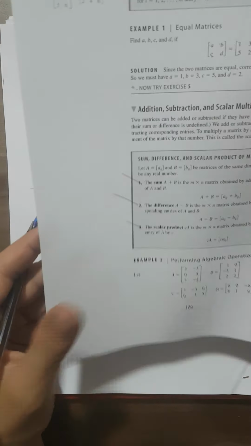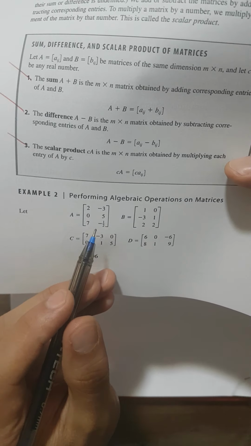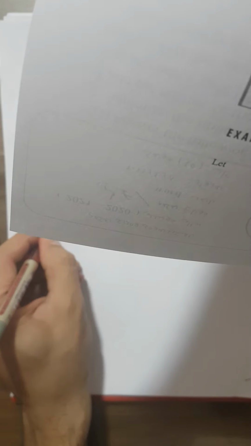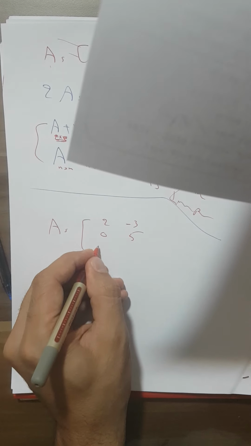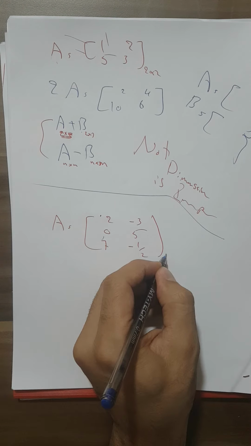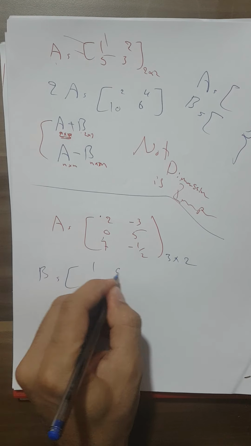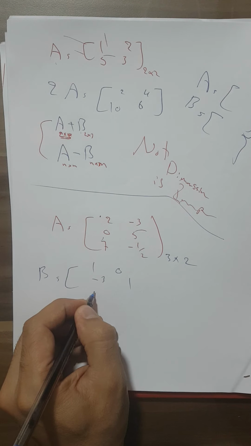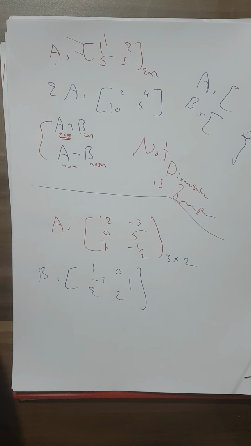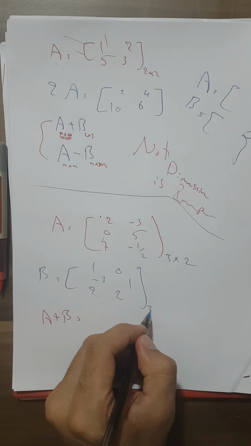Now I have two matrices, you can see A and B. Say A is, for example, 2, minus 3, 0, 5, 7, minus 1 over 2. This matrix is 3 rows by 2 columns. And B also is 1, 0, minus 3, 1, 2, 2. How do we add A plus B? First of all, you should check that B is also 3 by 2.